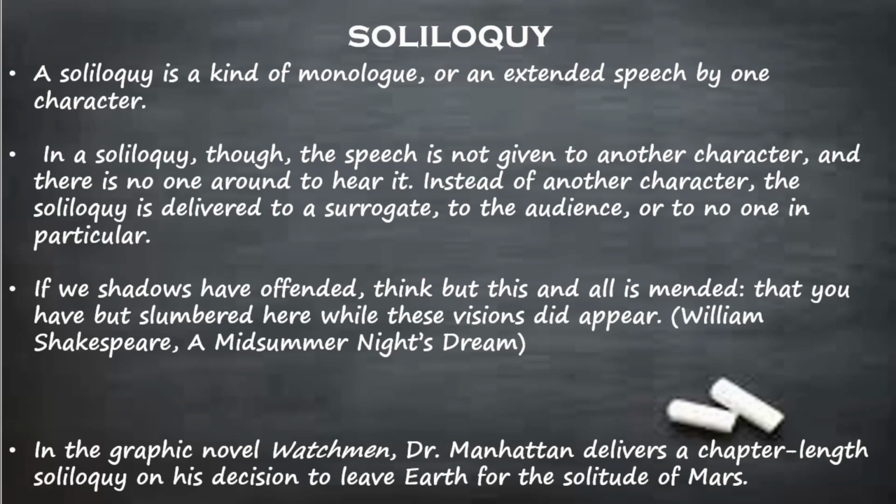In A Midsummer Night's Dream, William Shakespeare writes, "If we shadows have offended, think but this and all is mended, that you have but slumbered here while these visions did appear." Throughout the story, the fairy Puck constantly delivers brief asides and soliloquies to the audience, keeping them informed about everything that's going on. Puck is a great example of a trickster, one who is able to cross all sorts of boundaries by talking directly to the audience. Puck breaks down the barriers between fiction and reality, which is one of the major themes of the play.